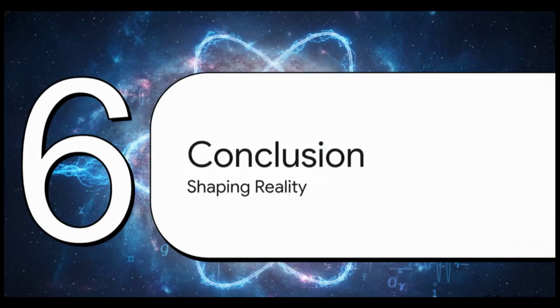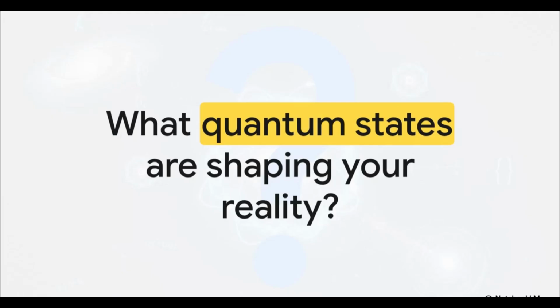Part 6. Conclusion. So the grand takeaway for today is this. Down at the absolute smallest scales, nature is not built on certainty. It is built entirely on possibilities. Every single quantum particle carries this complete mathematical description of what it could become. And from those invisible states, absolutely everything we see in the universe emerges. So it really makes you wonder, next time you look around, what invisible quantum states are shaping your reality?